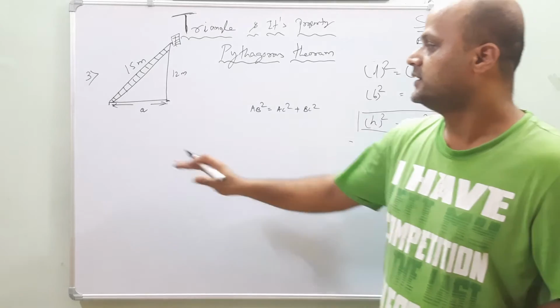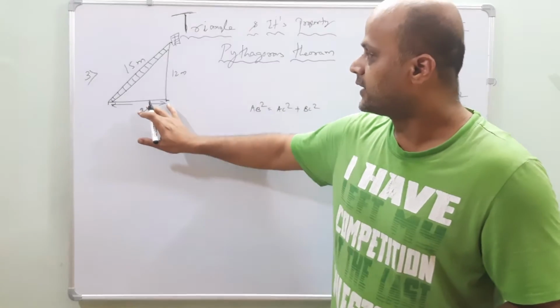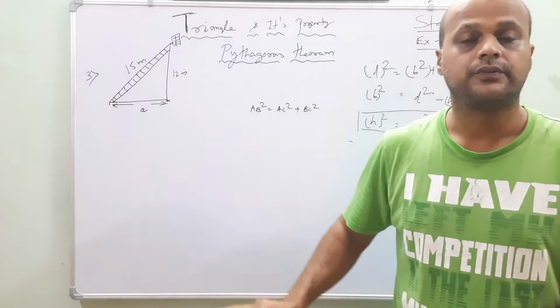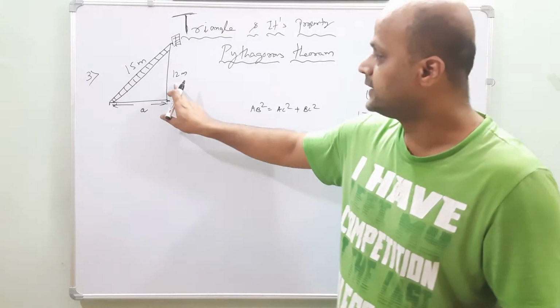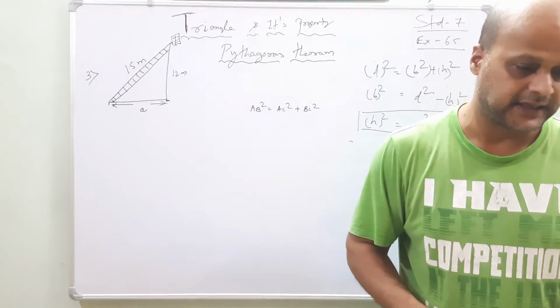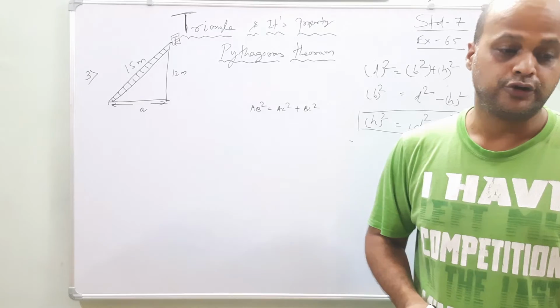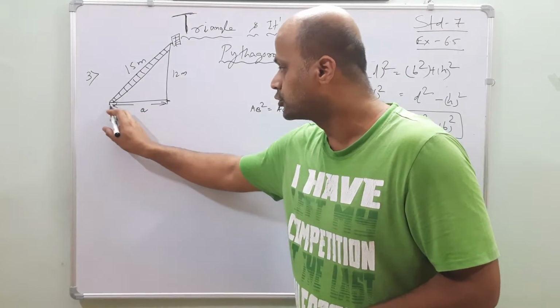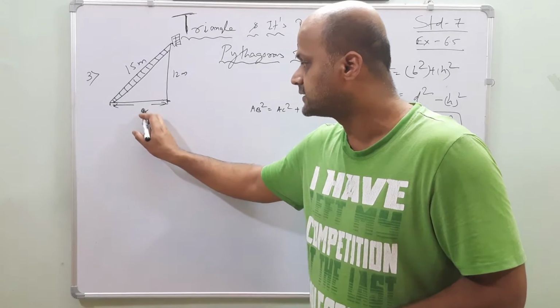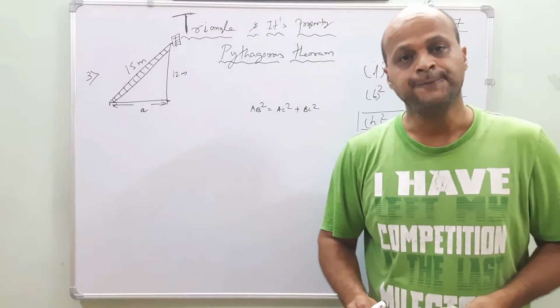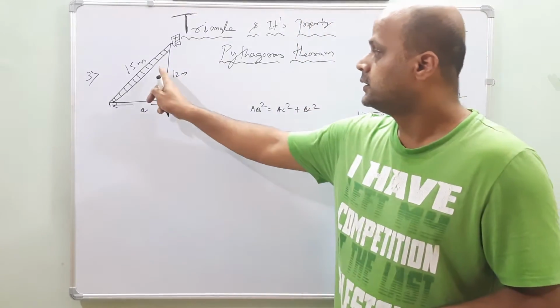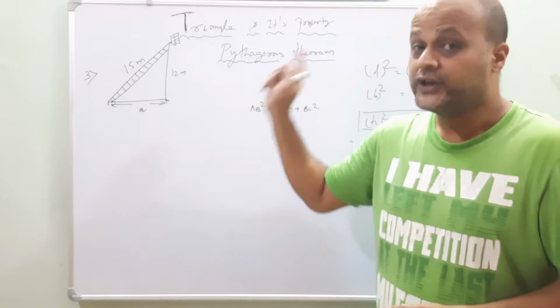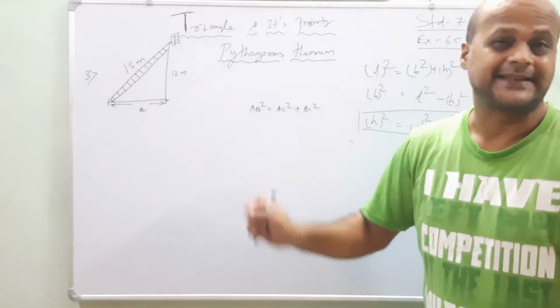Now, from the ground level to the window, the height is how much? 12 meter. It is asking to find the distance of the foot of the ladder from the wall. Foot of the ladder to the foot of the wall, what is the distance it is asking. Now who will tell me what the question is asking us first?